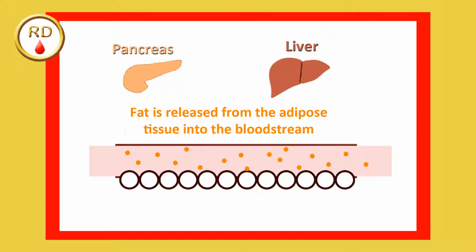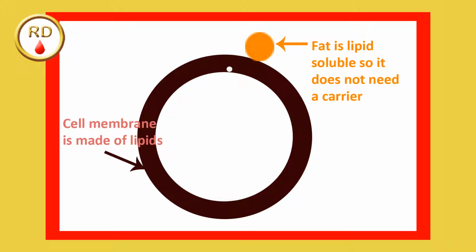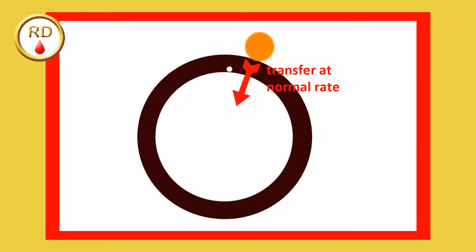So let us have a look at the cell close up, like we did with the glucose transfer. Here we have the basic setup with the cell, the carrier, and the free fatty acid on the cell wall. Now, if you remember, the cell wall is made up of lipids, which is a type of fat. But the free fatty acids are lipid soluble, so they do not need the little carrier to assist them to get into the cell. The free fatty acid goes into the cell by diffusion at a normal rate of transfer.